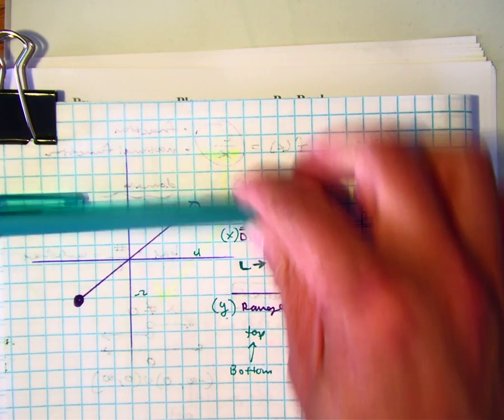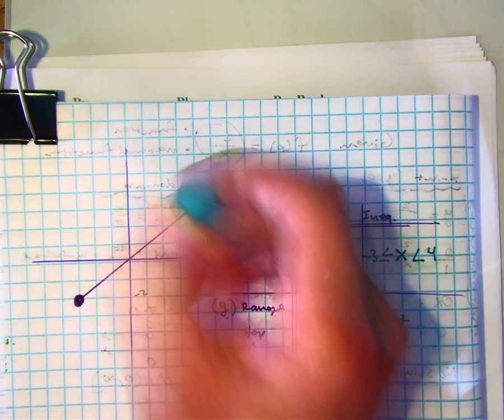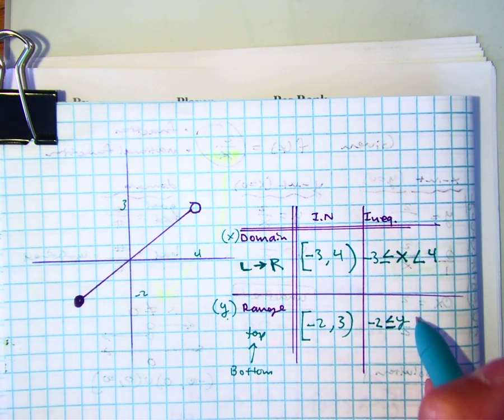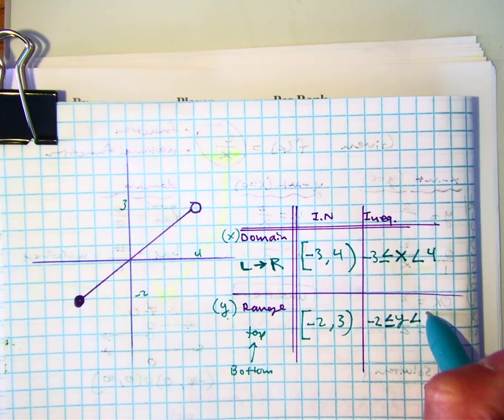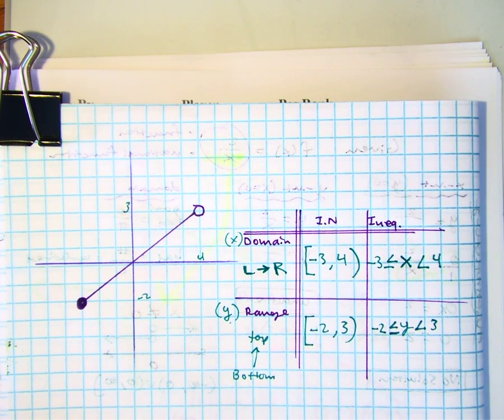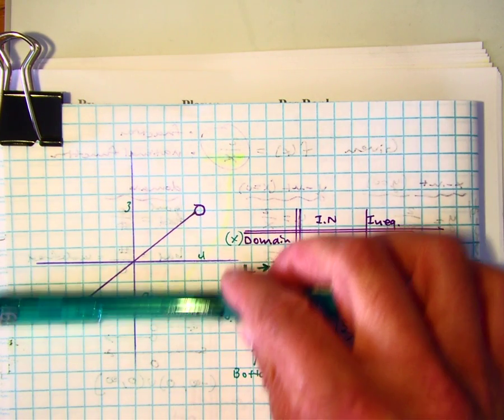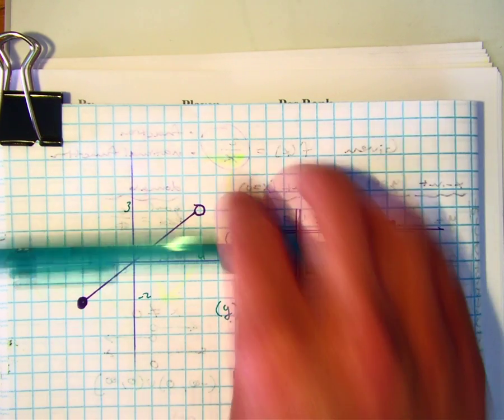But I also need y values that are what? Smaller than 3. Numbers that are bigger than -2, but numbers that are less than 3.